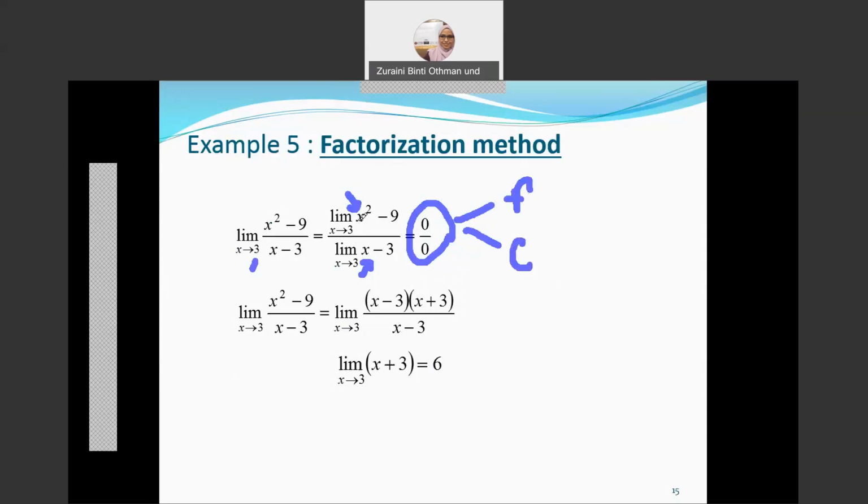So now we know that for this type of function we can find the factorization here. We can factorize x square minus 9 into x minus 3 and x plus 3. So if we get the factorization here, we can simply eliminate the denominator with the upper value. Then the final answer is x plus 3. Only then we can replace x here with 3. Then the final answer is 6.